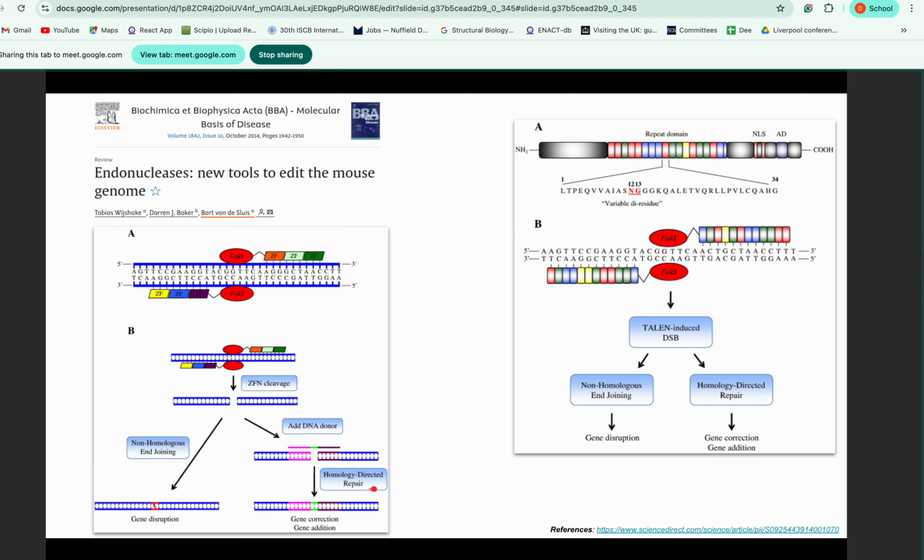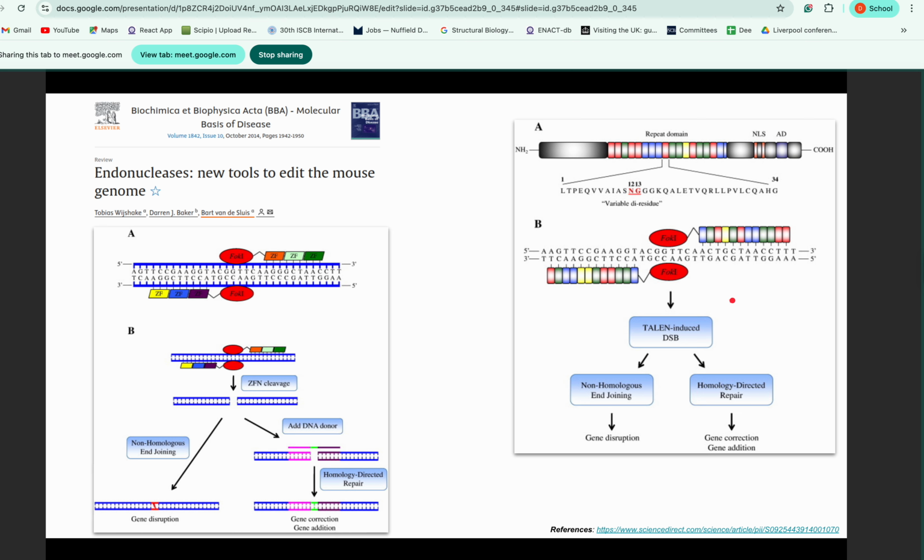Similarly, in the case of homology directed repair, we can provide the sister chromatid information, or we can provide the template strand with respect to which it can synthesize the new strand. It can join these broken strands together. So we can add the donor DNA. We can add a gene of interest into it, which can lead to gene correction or gene addition. So this is how we can do genome modification with the help of homology directed repair.